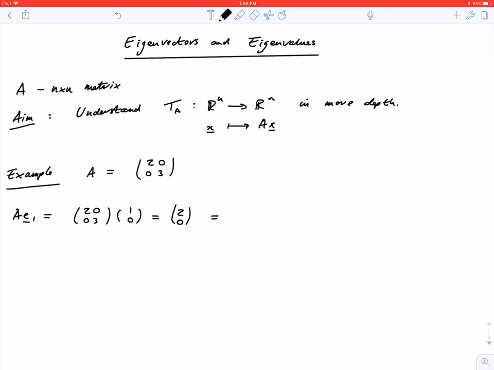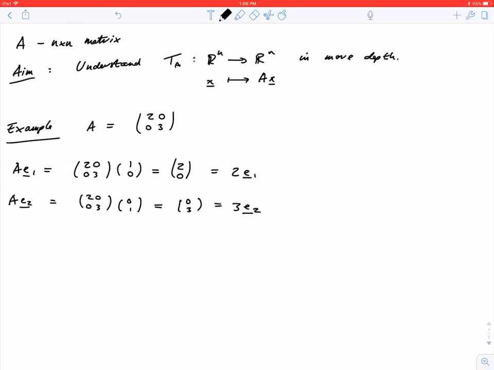So that's equal to what? Well, it's worth noticing this is just 2 times E1. In other words, when I feed E1 into the linear transformation given by A, I just scale E1 by 2. Similarly, if I do E2, the same logic gives me 0, 3. And that's 3 times E2. So again, E2 has the same interesting property. If I'm feeding it into this linear transformation, all I'm doing is scaling the vector by the constant 3.